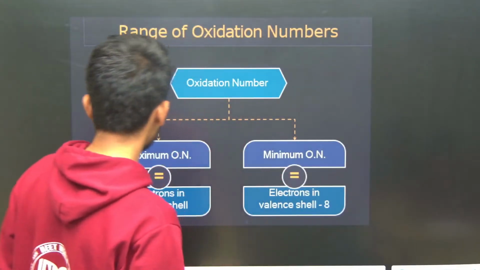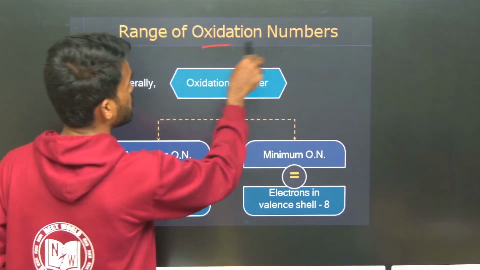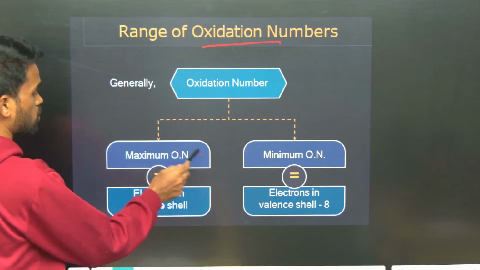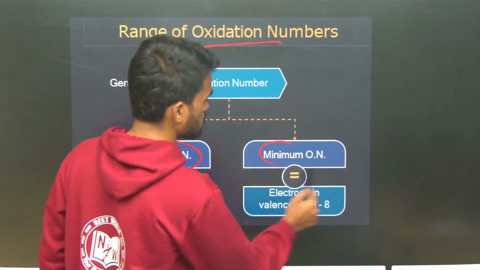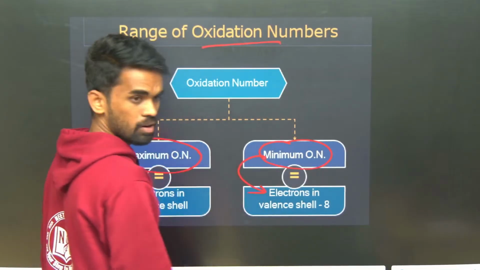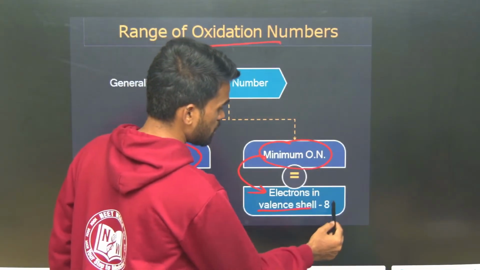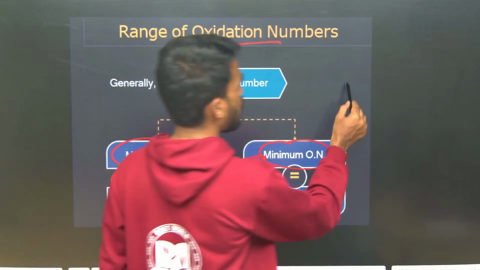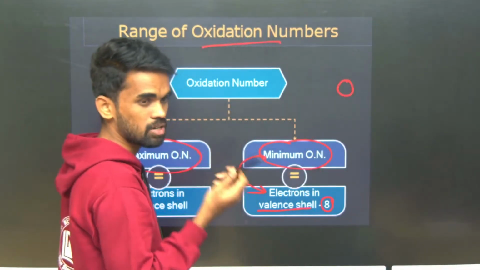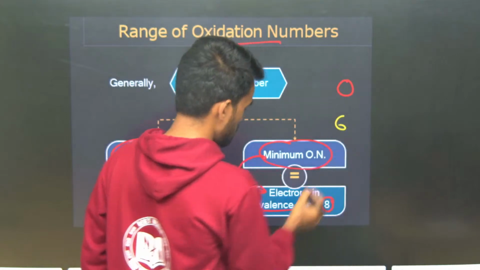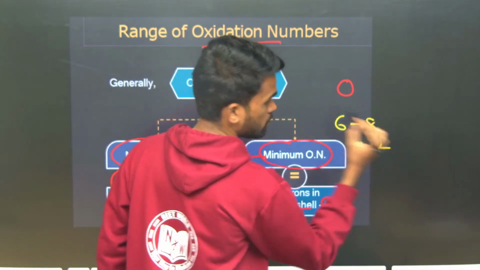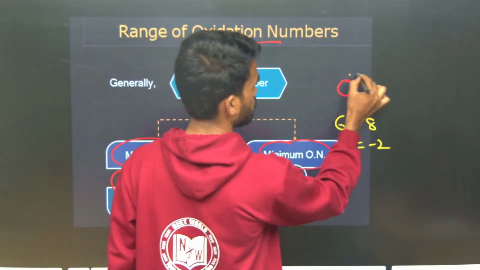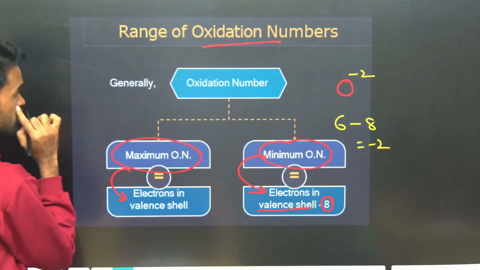Okay, so what we discussed about the range of oxidation numbers. The maximum oxidation state equals the number of valence electrons, whereas the minimum oxidation number equals the number of electrons in the valence shell minus 8. For example, oxygen has how many valence electrons? 6, and 6 minus 8, that is the minimum, will be -2. What is the maximum?